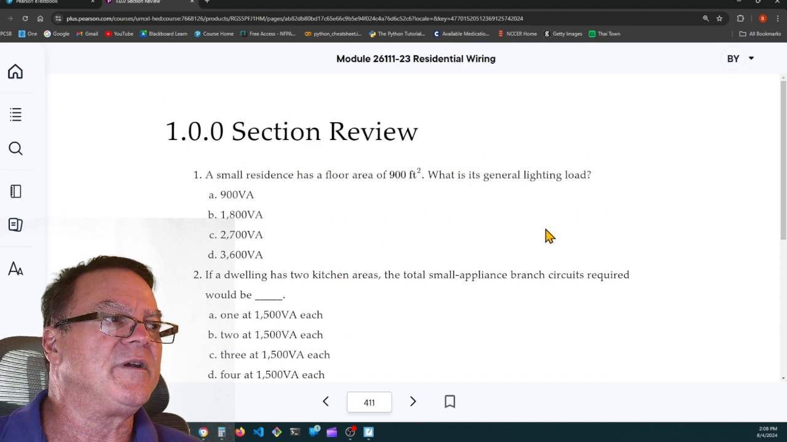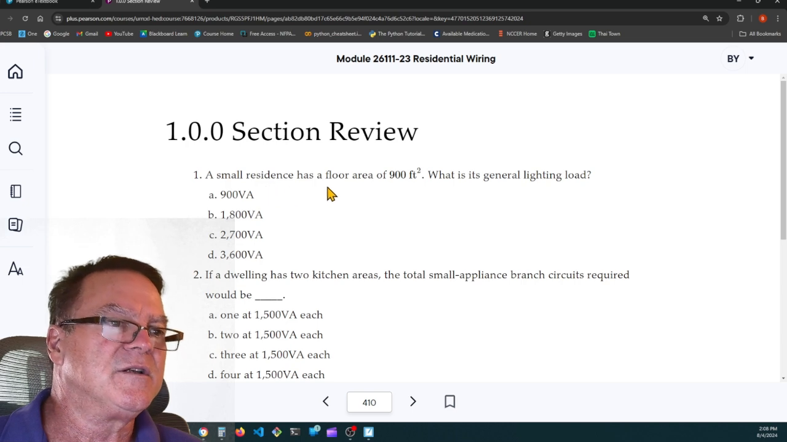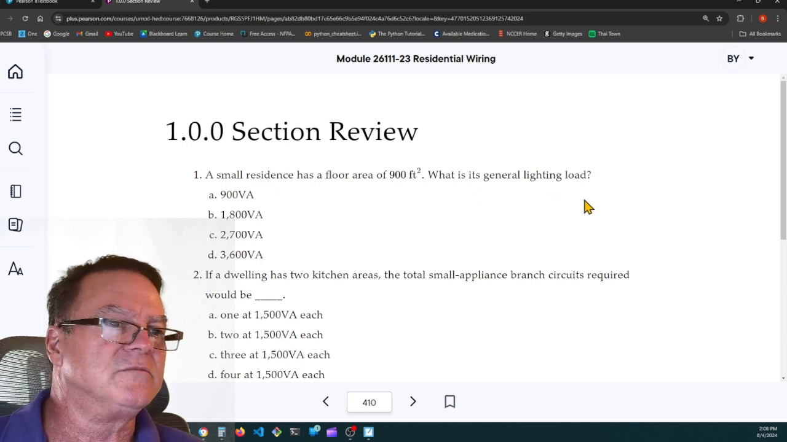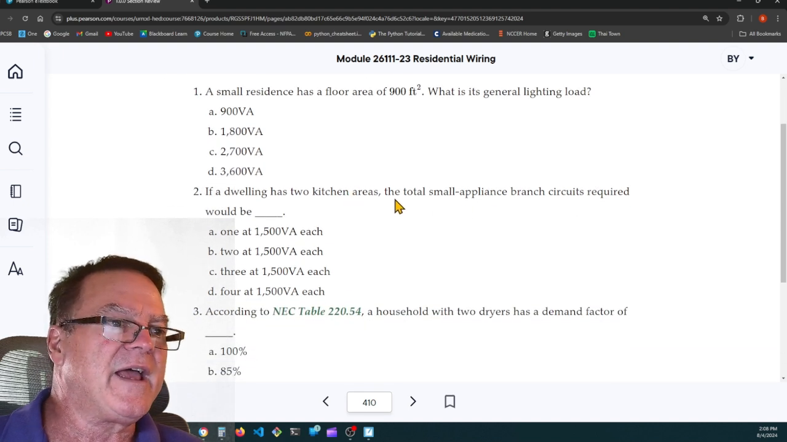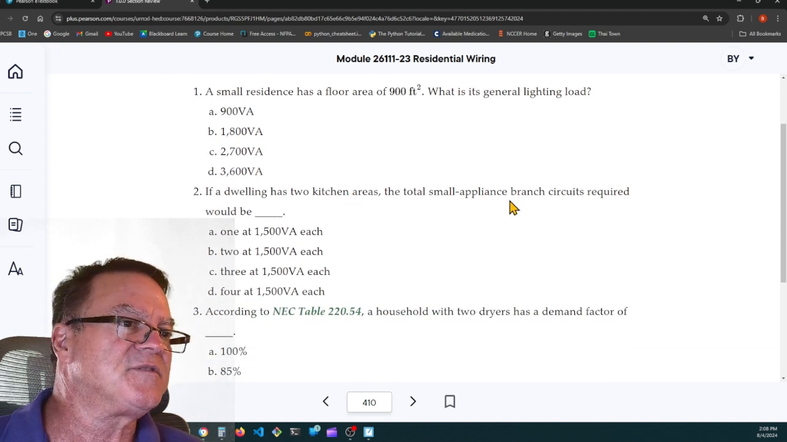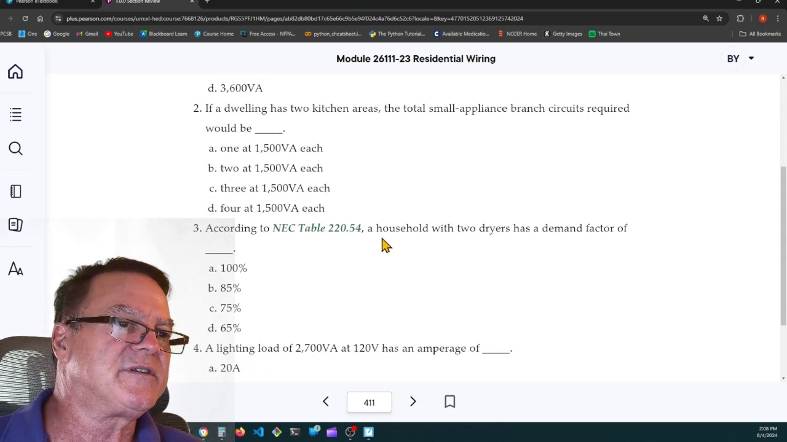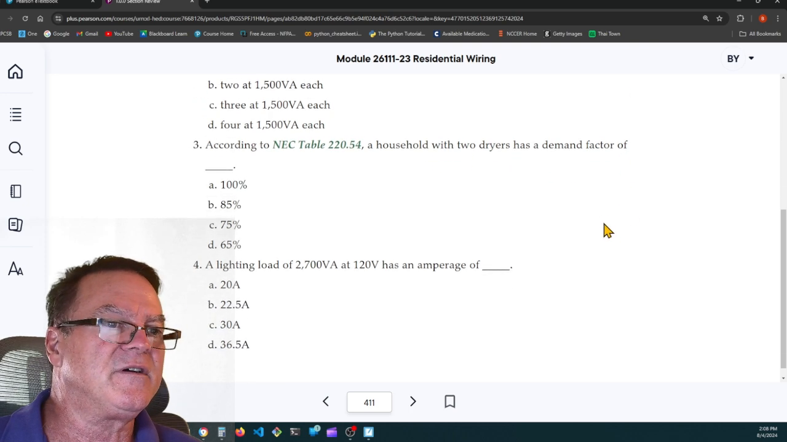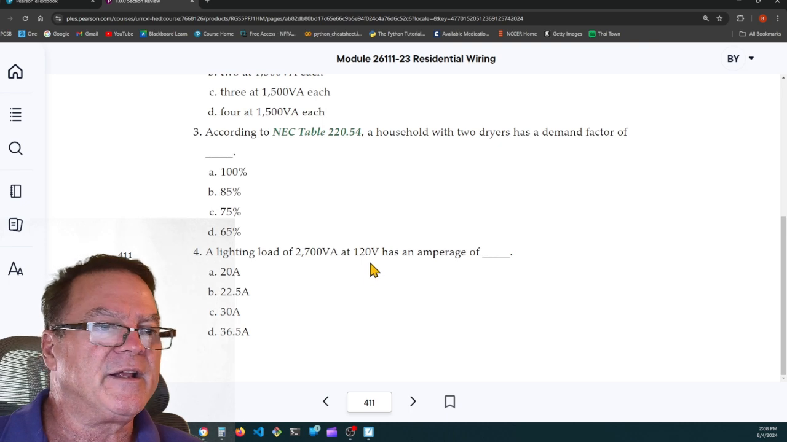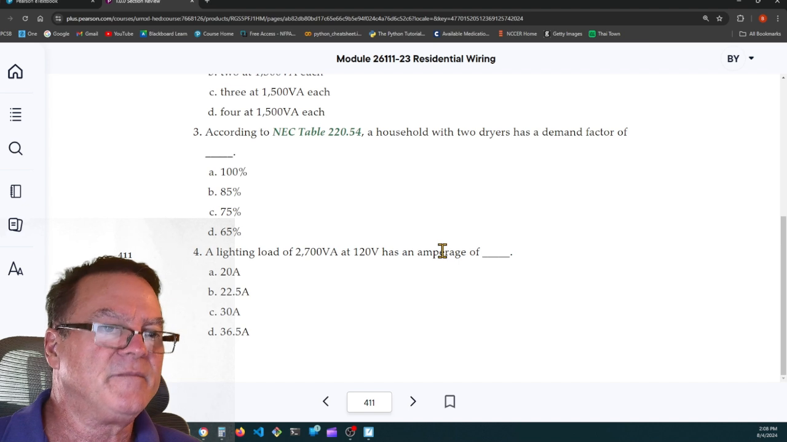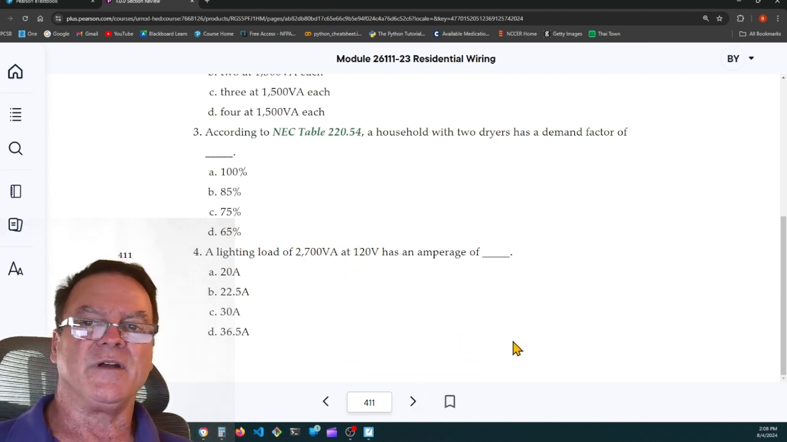Very good. All right, well, here's your section 1 review. Small residence has a floor area of 900 square feet. What's the general lighting load? The dwelling has 2 kitchen areas. The total small appliance branch circuits required would be how many? And according to table 220.54, a household with 2 dryers has a demand factor of. A lighting load of 2,700 volt amps at 120 volts has an amperage of, just divide 2,700 by 120. All right, very good. I'll see you on the next video.